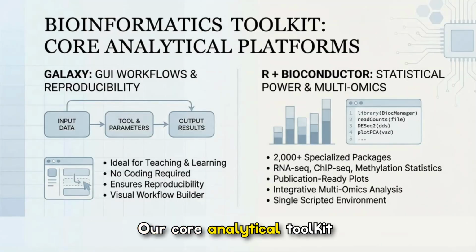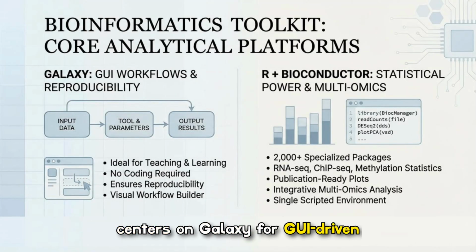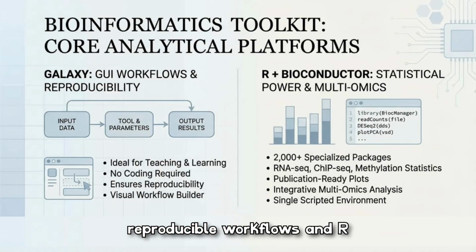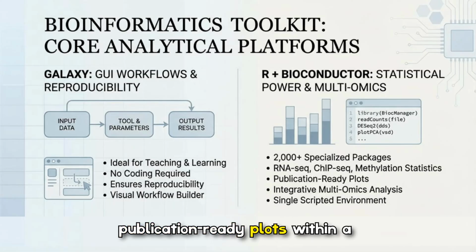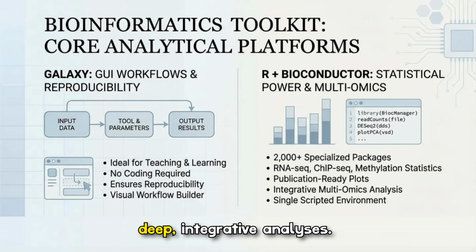Our core analytical toolkit centers on Galaxy for GUI-driven, reproducible workflows, and R with Bioconductor for statistical power and multi-omics analysis. Galaxy makes teaching and reproducibility accessible with visual workflow builders and no-code interfaces, while R offers thousands of specialized packages for RNA-seq, methylation, and publication-ready plots within a single scripted environment for deep, integrative analyses.